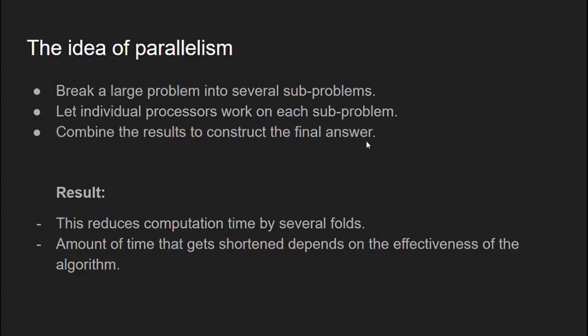So, what's the basic idea of parallelism? Before diving in, we can first get the idea of how parallelism works. What we do is break a large problem into several subproblems and let individual processors work on each subproblem. Finally, we combine all the work of individual processors into a final answer. What is the result that we get? Basically, this process reduces the computational time by several folds. However, the amount of time that gets shortened depends on the effectiveness of the algorithm.